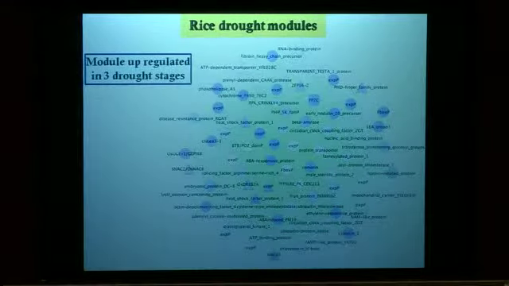So in any of these drought modules, this is one drought module in which you have a number of genes shown in either circles or triangles.